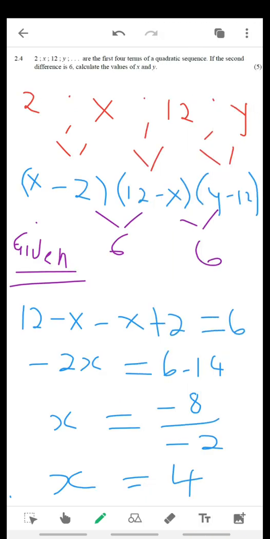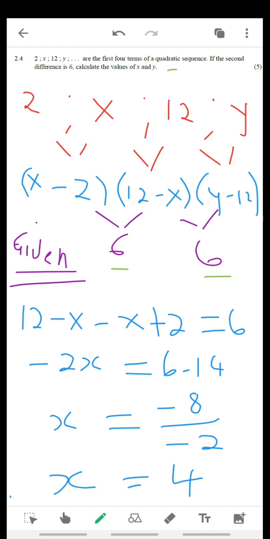And then next up is another example. 2x, 12, y are the first four terms of a quadratic sequence. Underline quadratic sequence. Okay, this is a quadratic sequence. If the second difference is 6, you see, already we are given that the second difference is 6. Calculate the values of x and y.